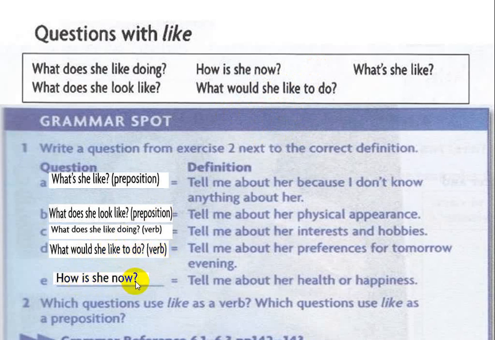How is she now goes with the definition: tell me about her health or happiness. As we said a little while ago, how asks about happiness or a person's health. So how is she now goes with the definition: tell me about her health or happiness. Students, I wrote the answers for you here, and I wrote what type of like it is, preposition or verb, in this slide.